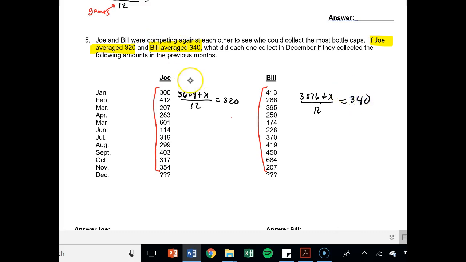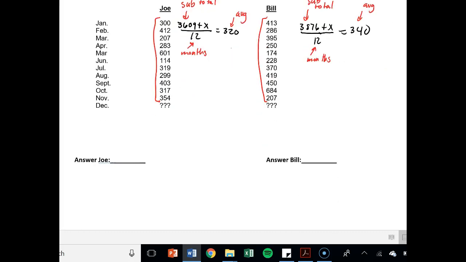So again, let's just go ahead and label these. How do we get that number? That was our subtotal. This is the amount of months they did it. And this is the desired average. Same thing: subtotal, amount of months, and desired average, right? I'll solve Joe, you'll solve Bill.